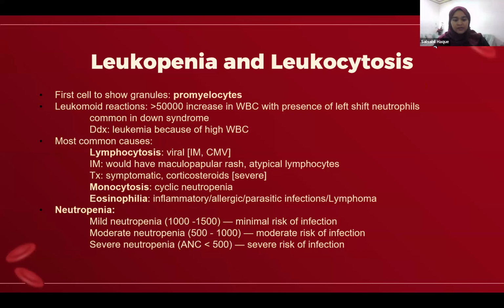Okay, now neutropenia, know these values, they sometimes show up in exams. So mild neutropenia is 1,000 to 1,500, and the risk of infection depends on the degree of neutropenia. So this is also something that's high yield for the exam. Mild neutropenia is 1,000 to 1,500, moderate is 500 to 1,000, and severe is when the absolute neutrophil count is less than 500. And this is when you have a severe risk of infection.